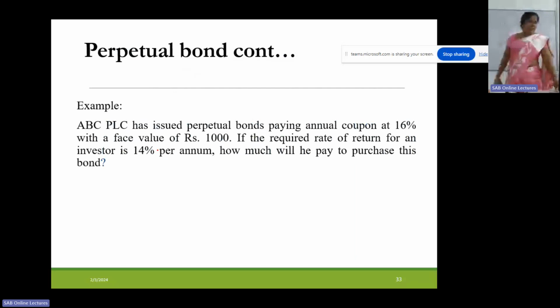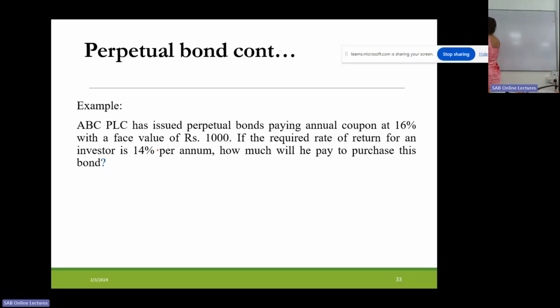Say here ABC PLC has issued perpetual bonds paying an annual coupon of 16% with a face value of 1000. If the required rate of return is 14% per annum, how much will the investor pay to purchase this bond? What is the intrinsic value?